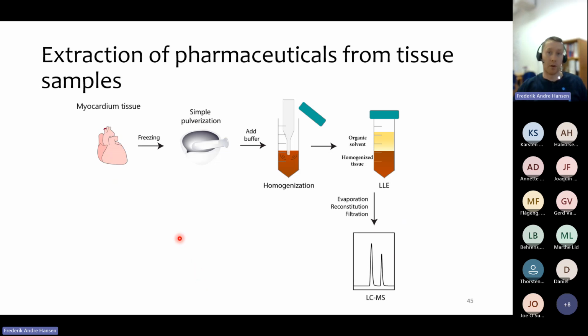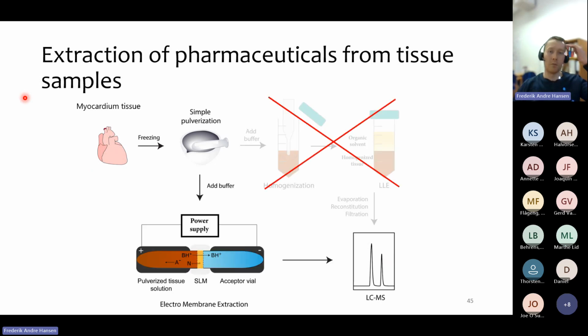And this is extraction of pharmaceuticals from tissue samples. This shows you the classical procedure for analyzing tissue. You take the tissue and freeze it before you can do a simple pulverization. Then you add a buffer and do some homogenization to break up the tissue and cells. And then you can do the classical extraction by adding a water immiscible organic solvent and shaking this, collecting the solvent before you have to do evaporation, reconstitution, and filtration to avoid the particles, and then you're able to analyze by LC-MS.